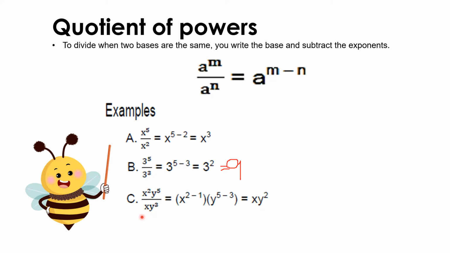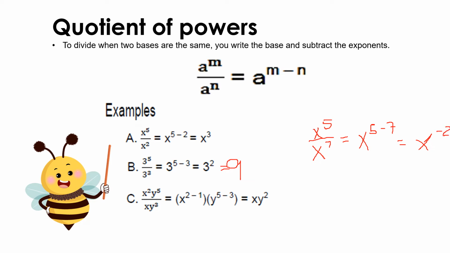What if it's the other way around? So we have, for example, x raised to 5 over x raised to 7. So that is x, copy the base again, then subtract the exponent in the numerator to the exponent in the denominator. So we have x raised to 5 minus 7, and that is x raised to negative 2.